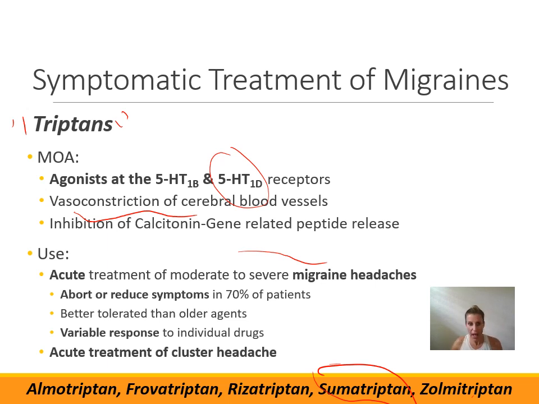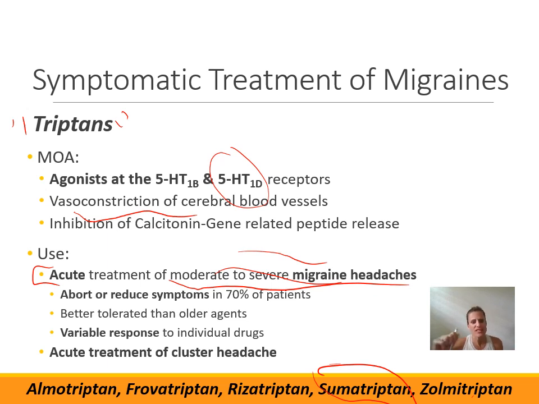The use of the triptans. They are first-line agents for the acute treatment of moderate to severe migraine headaches. Notice this is not mild. For mild migraine headaches, we use NSAIDs, acetaminophen, aspirin, just analgesics. For the acute treatment of moderate to severe migraine headaches, though, we can start to use the triptans. And they are very effective. They abort, like completely stop, or reduce the symptoms of a migraine in about 70% of patients. So those are pretty good numbers.